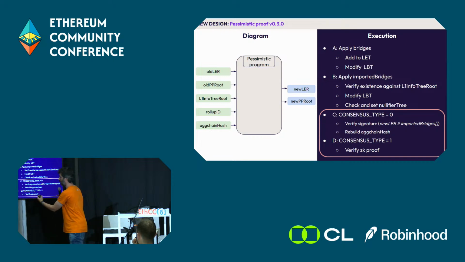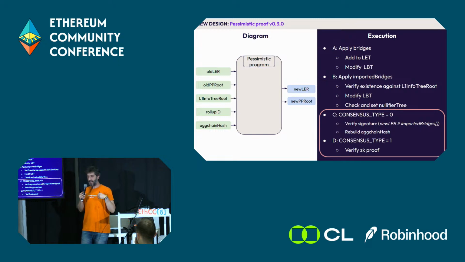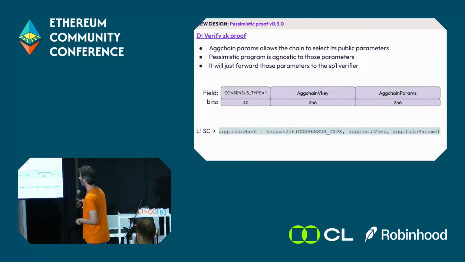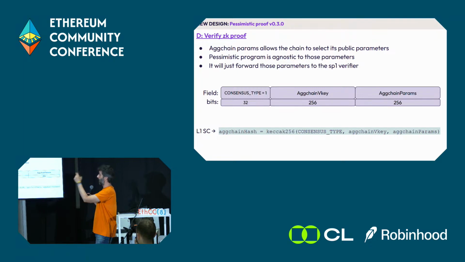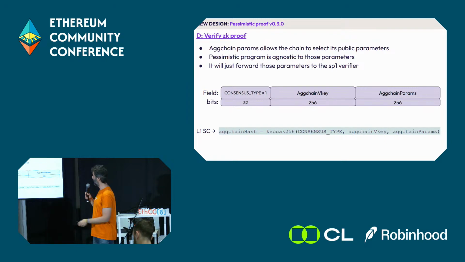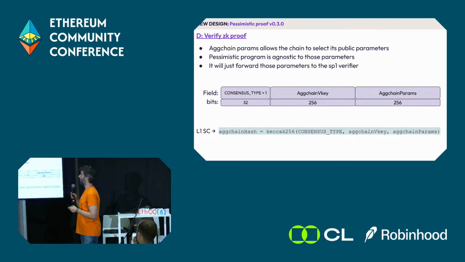And by verifying a zero knowledge proof, we are saying that the chain can verify whatever zero knowledge proof that the chain wants. So totally freedom to the chain. And how can we achieve that? We introduce a new consensus type, and we are hashing now two fields, the action key and the action params. And basically, the smart contract builds the new action hash, which is the keccak of the consensus type, action key, and action params. Here, the nomenclature is very similar to the one that SP1 uses, because as I mentioned, we are using the SP1 verifier.